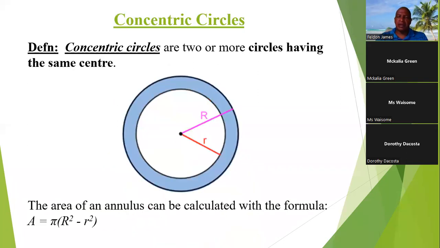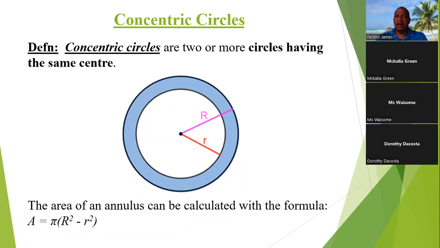Now we talk about what we call concentric circles. Concentric just simply means the center is the same for the two circles. If you know anything about abbreviations, we call it a prefix in the English language. A prefix would be that part that you add to a word to give it some clearer meaning.